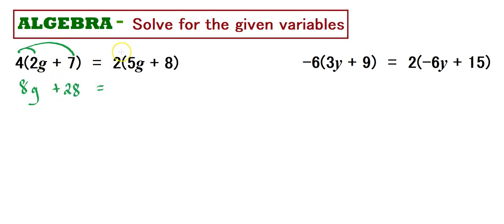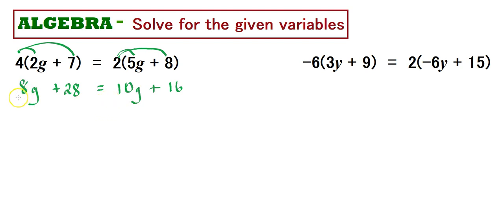And on this side, we've got 2 times positive 5g, which is 10g. And 2 times positive 8, which is positive 16. Okay. So we can actually start to solve this right now. What we want to do is end up with g on one side of the equation only. So let's actually try and simplify that aspect straight away by leaving g on one side only.